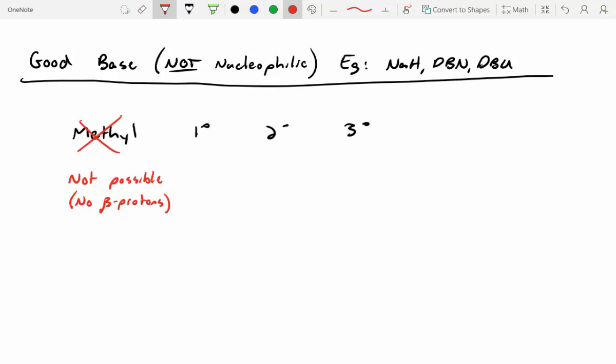With primary carbons, if we've got a good base that's not nucleophilic, will it do E1 or E2? E2? So good bases really like to do E2. What about secondary carbons? They're all E2, right? Good bases always do E2 reactions. It doesn't matter if it's primary, secondary, or tertiary. Sterics don't matter with elimination reactions, at least not in terms of the reaction being able to occur. So all of these will do E2.